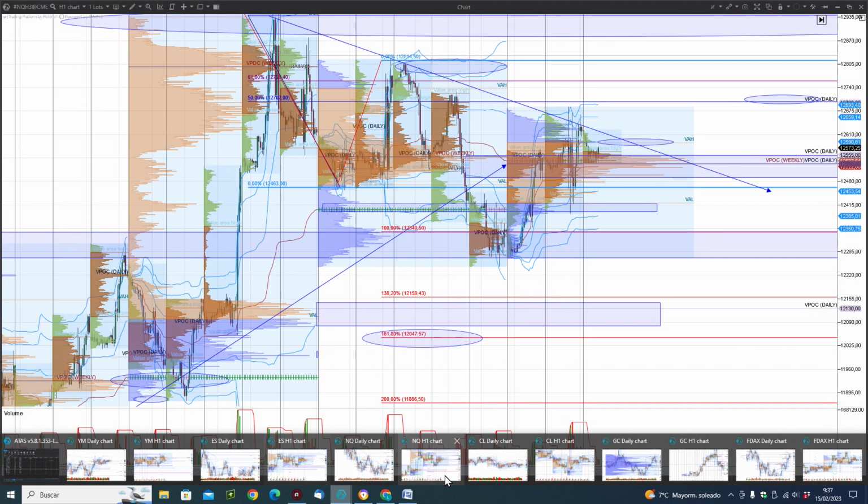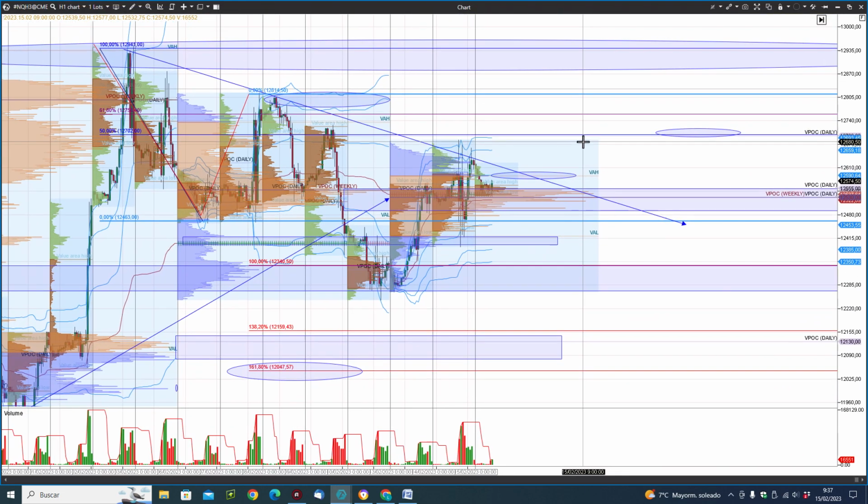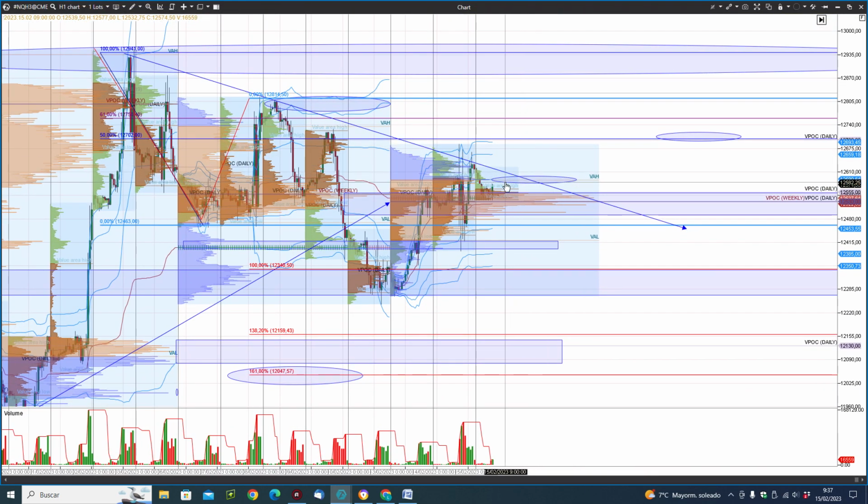About Nasdaq, higher targets, first step, this high volume node very close to this downtrend line. It's about 12,588. Let's see what happens if the price hits this downtrend line.